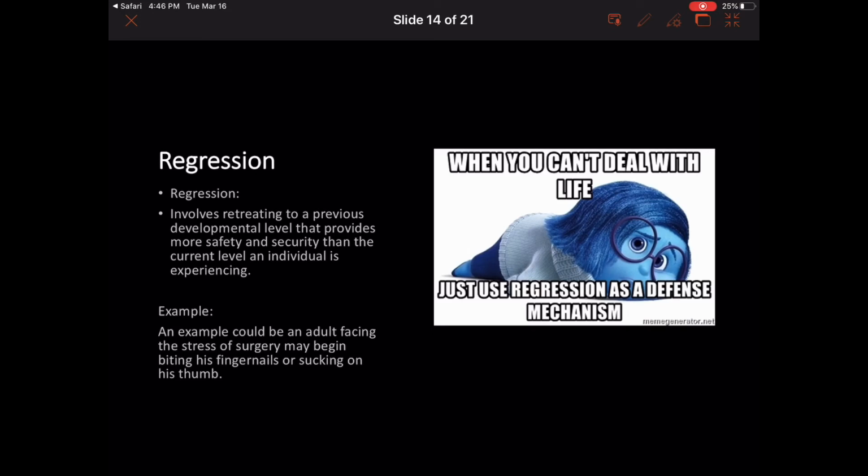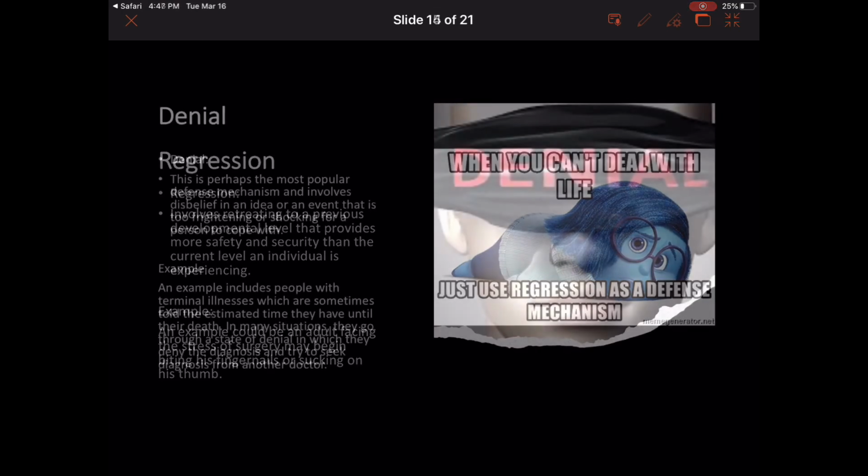An example could be an adult in the adult developmental level, facing stress of some kind of surgery that he may be going through later that day. This adult, though he is an adult, begins biting his fingernails and sucking on his thumb, something that a child would do. This is how this adult has regressed to a previous developmental level where he finds more safety and security than the level he is currently in.